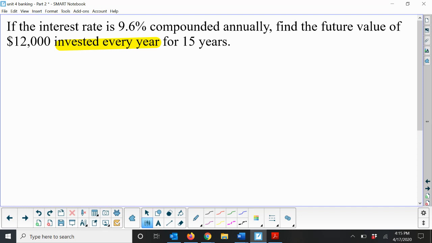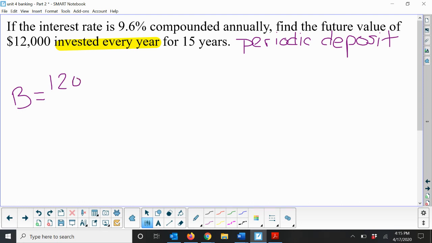But that invested every year, that is our important phrase. And that is what tells us that we have a periodic deposit. And again, it's that repeated deposit or repeatedly adding to our account. And that is what makes it a periodic deposit. And again, the formula looks a little bit more complicated than our previous ones, but it uses all the same letters. Because this one is compounded annually, or investing once a year, n is one.